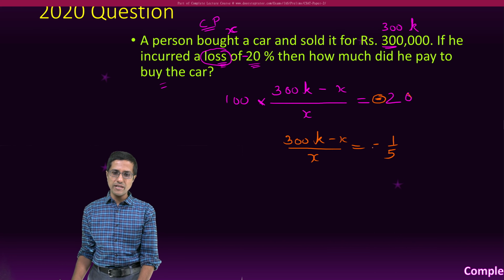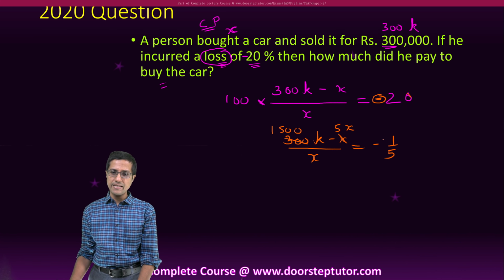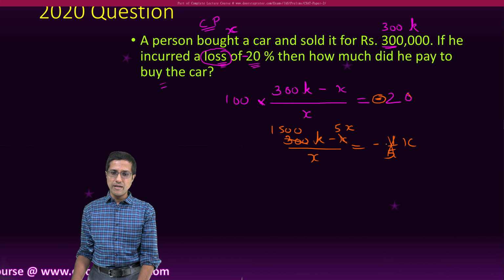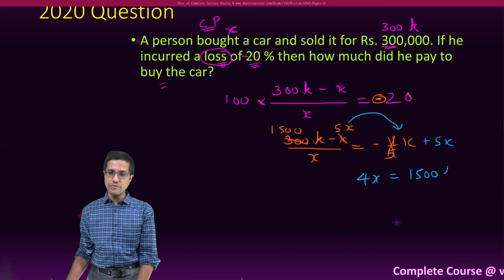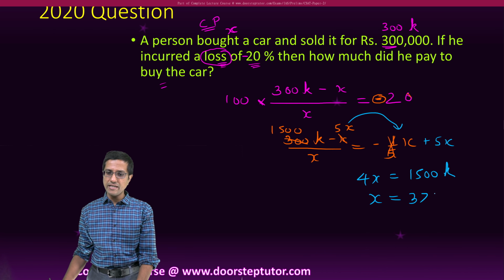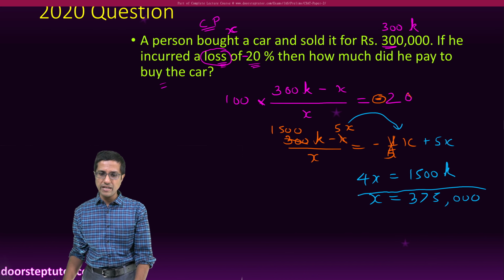This 5 will go here. This X will come here. So this becomes 1500 minus 5X. And this X will come here, so this will become minus X. Now this minus X, I will take this 5X on this side, so this will become plus 5X. So this says 4X is equal to 1500K, or if you compute X, it comes out to be 1500 divided by 4, which is 375K or 375,000 if you will, and that is the final answer.